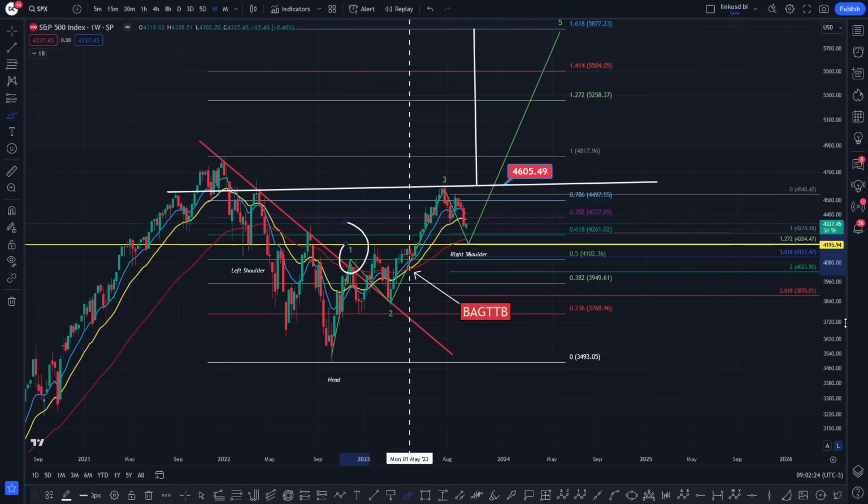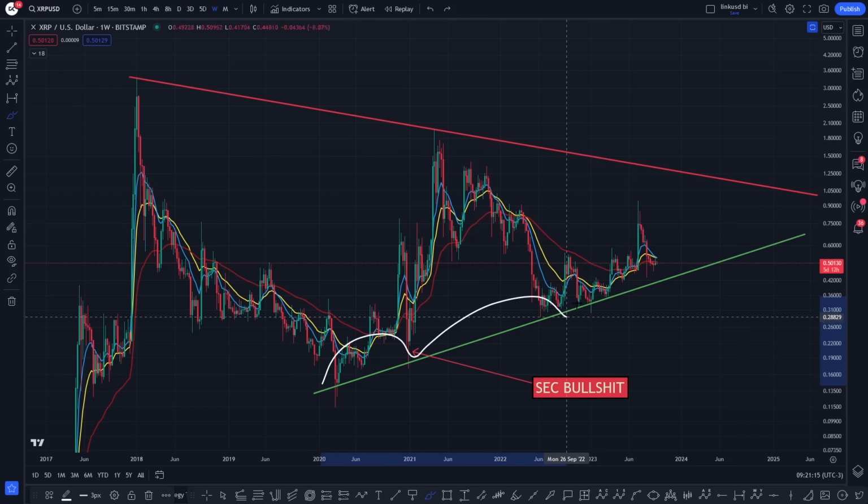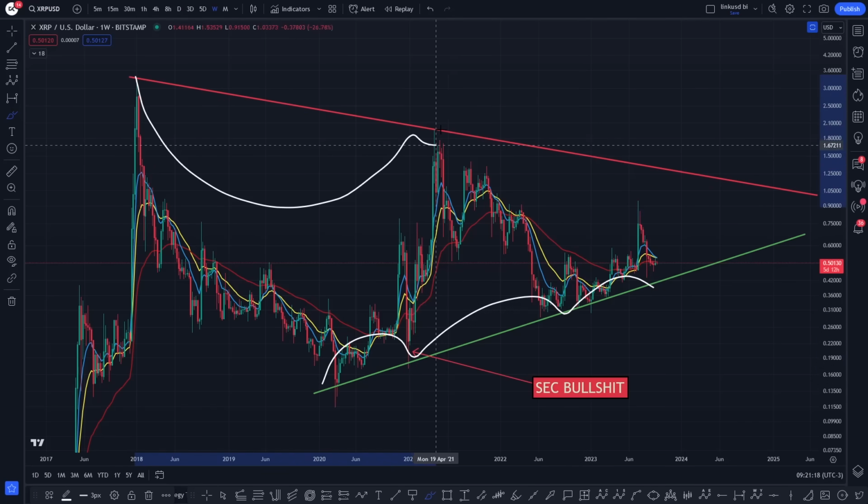Okay, so let's dive into the XRP chart right now and see what we can see. Looking at XRP on a weekly time frame, really simple technical analysis, isn't it? Let's not overcomplicate it. So far, you've got this beautiful ascending level of support, and then you've got this sort of massive level of resistance right now.